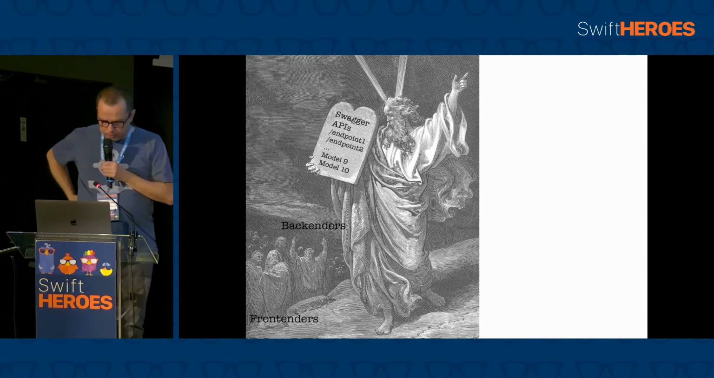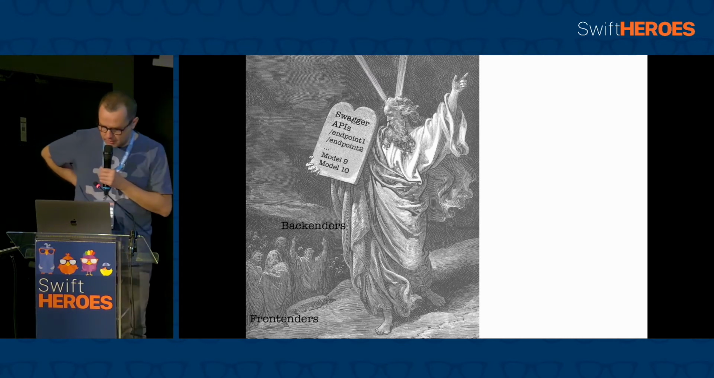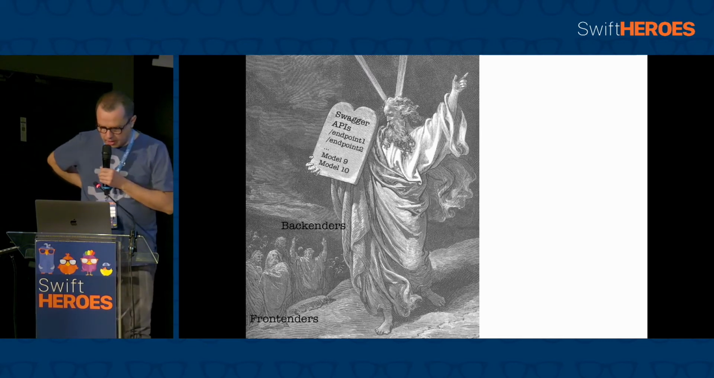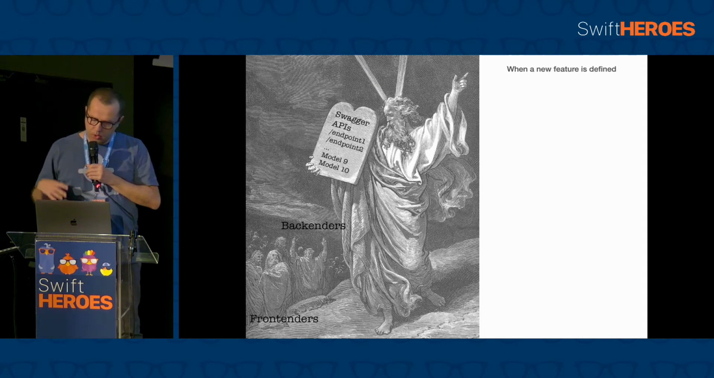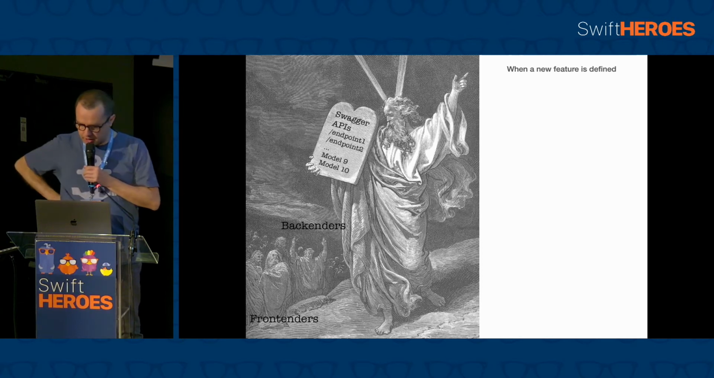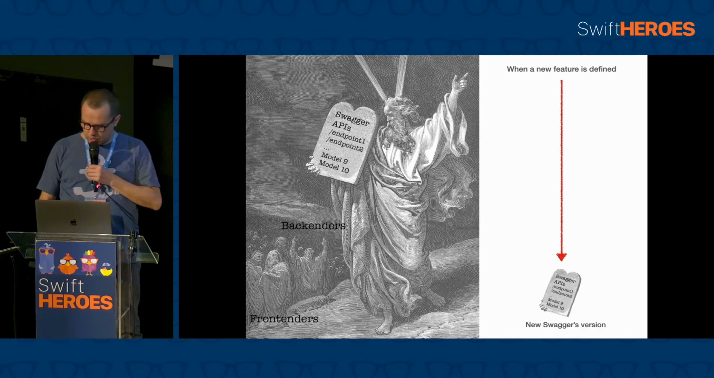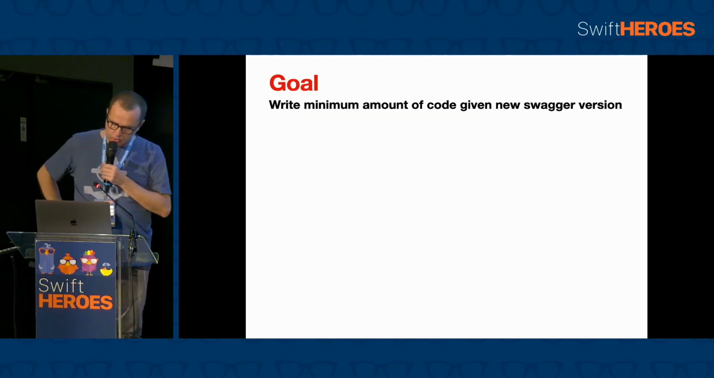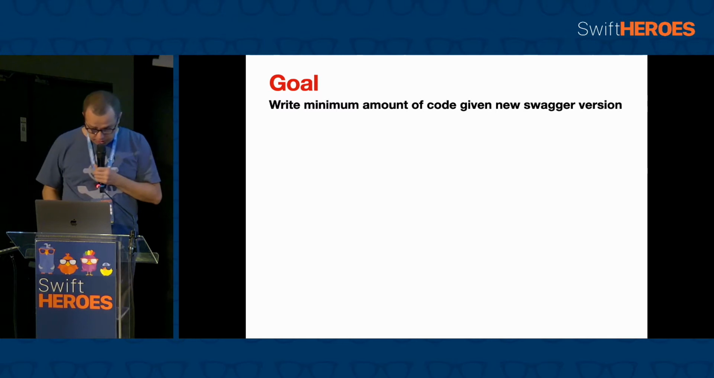Here we have a contract, a Swagger file. It's a contract between backenders and frontenders. In the Swagger file, we define APIs and models. Once we receive from business a new feature, a user story, usually we generate a new Swagger version. And when we have the new version of Swagger, we start the development process.